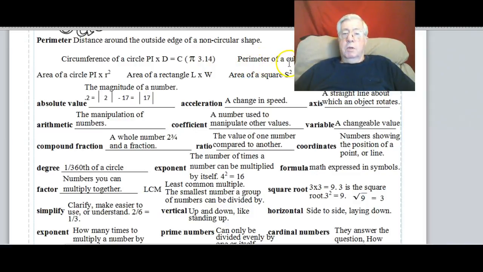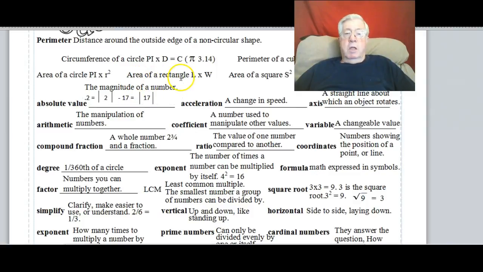Perimeter of a cube. A cube has 12 sides. The perimeter is 12 times the length of one side. Area of a circle: pi times r, or radius, squared. That little 2 up there is the exponent for square.